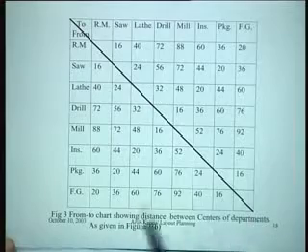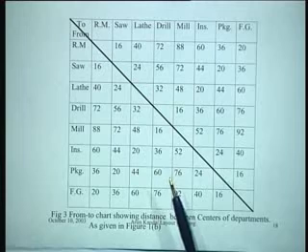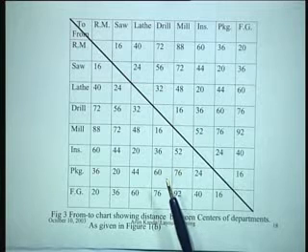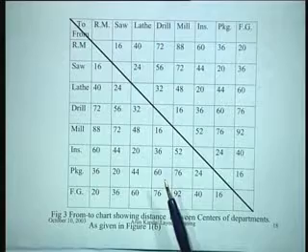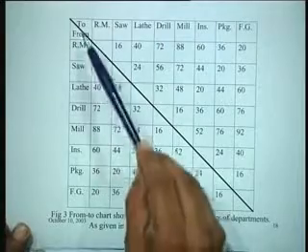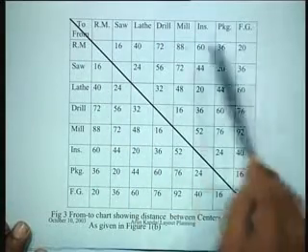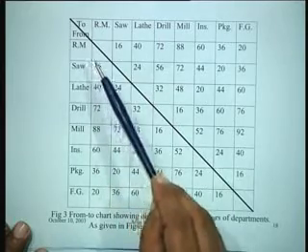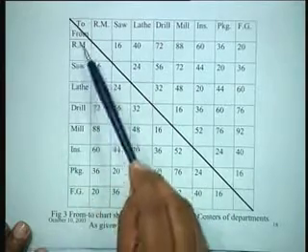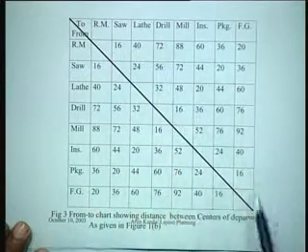In this figure, which is also a from-to chart, the previous chart was the total flow or material flow taking place between all pairs of departments. This particular chart is the information pertaining to the distances between these various departments.